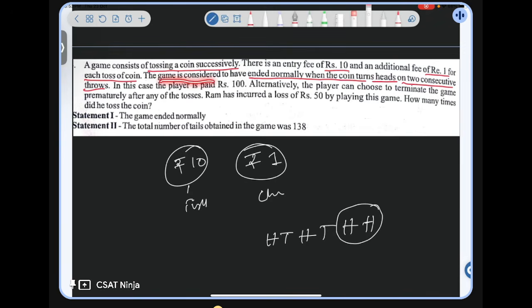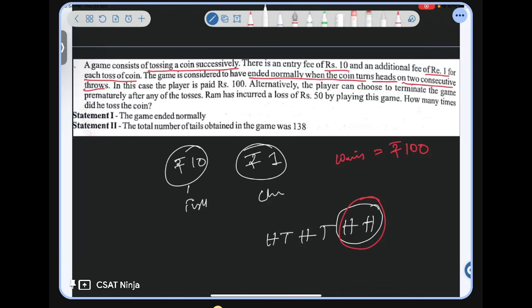The game is considered to have ended normally. That simply means that you have won the game, when the coin turns head on 2 consecutive throws. In this case, the player is paid 100 rupees. That means if you get head 2 times, you win the game, and the winning prize here is how much? 100 rupees. That's the winning prize.